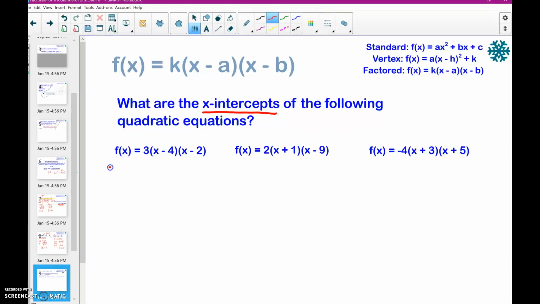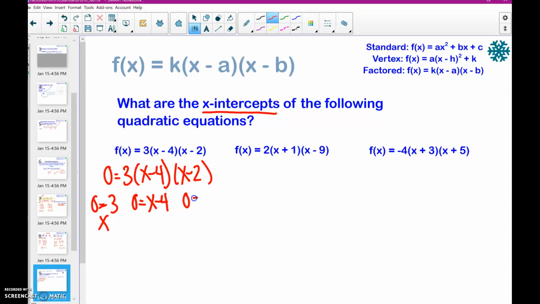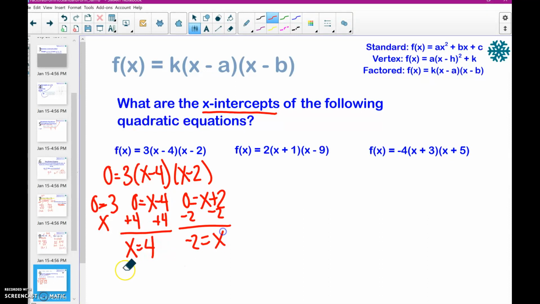So for our first one, we have 0 equals 3 times x minus 4 times x minus 2. We have to set each factor equal to 0. 0 equals 3. All right, that's not true. So I know that's not one of my x-intercepts in this case. 0 equals x minus 4 and 0 equals x minus 2. With some really simple algebraic steps, I can figure out that one of my x-intercepts is 4, and another one is negative 2. So I know my 2 x-intercepts for this parabola are 4 comma 0 and negative 2 comma 0. Remember, I don't need to consider this one because 3 is not equal to 0.